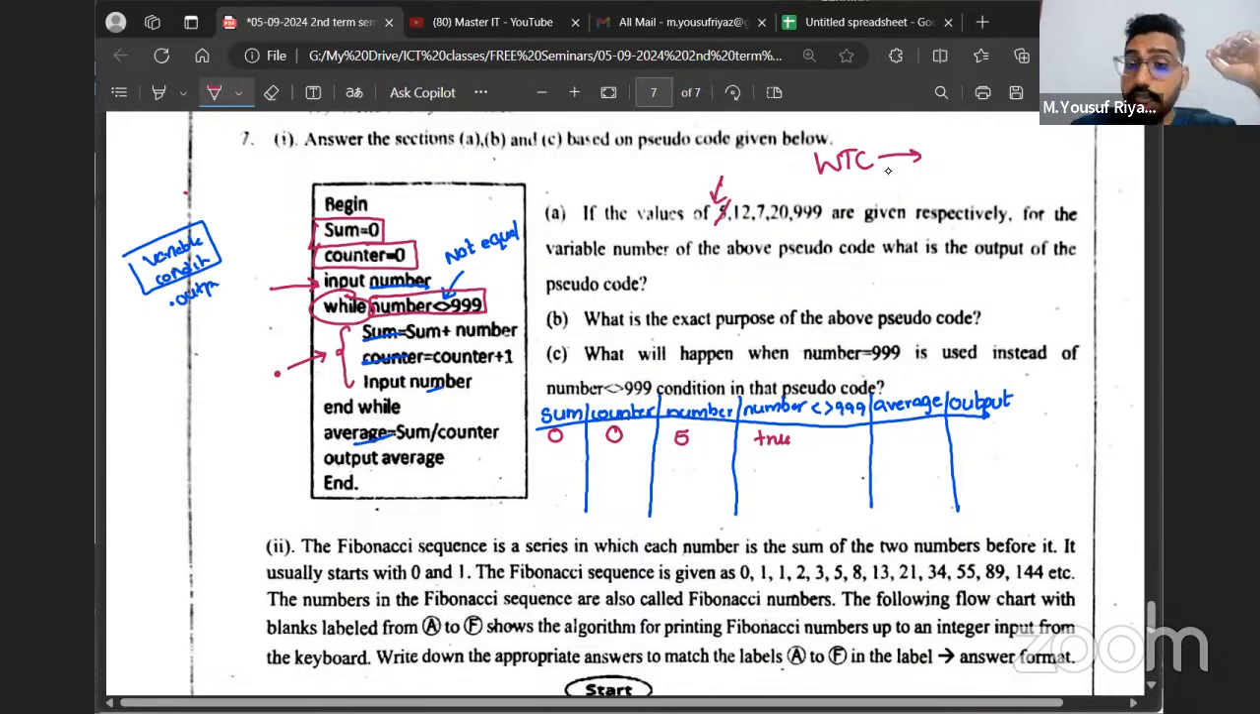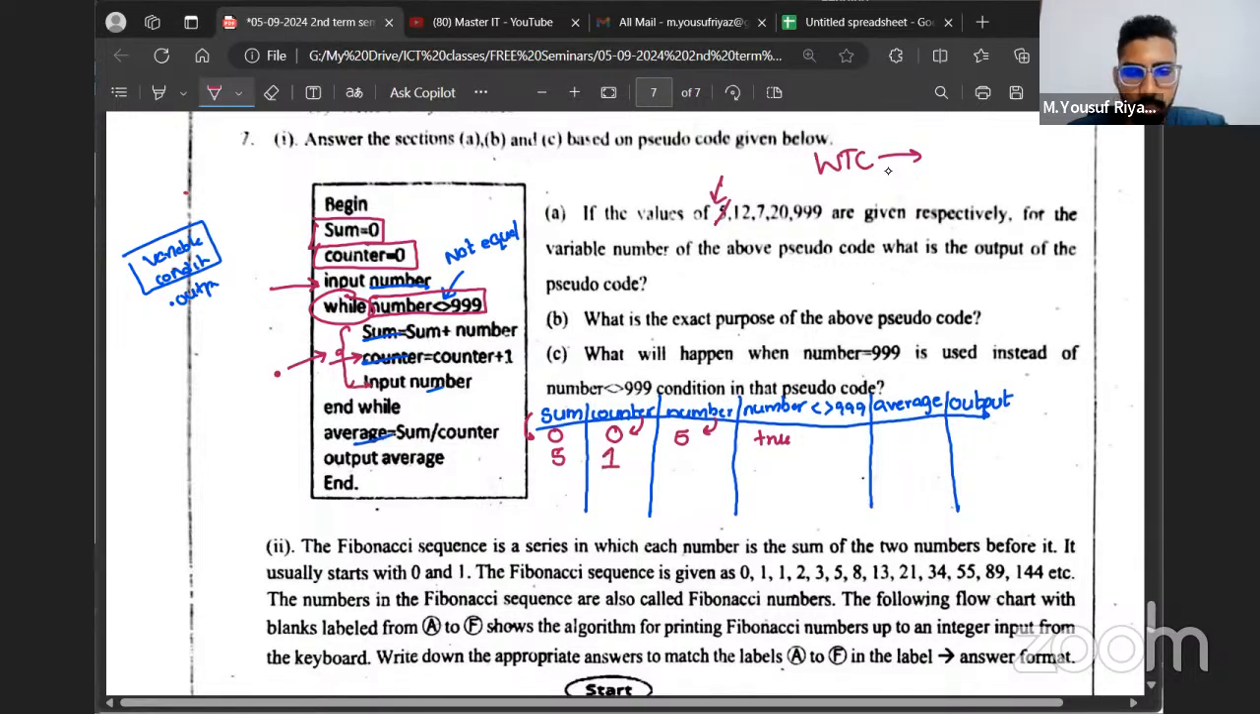First they have mentioned sum equals sum plus number. Sum is 0, number is 5. So sum plus number is going to be how much? Currently the value of sum is 0 and the value of number is 5, so sum plus number is going to give you 5. Then we have counter equals counter plus 1. Tell me what's going to be the new value of the counter variable. Counter is at the moment 0, so counter plus 1 is 1. 0 plus 1 is 1.